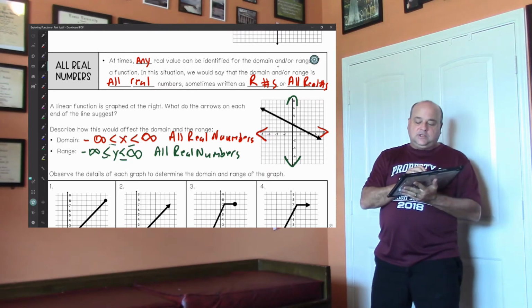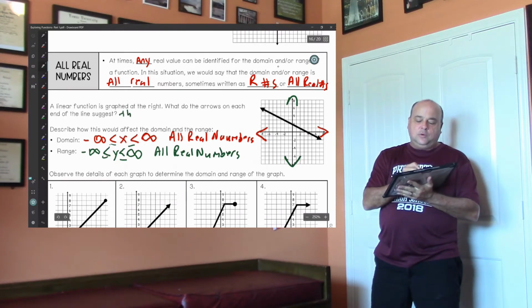Real quickly, let's answer this. What do the arrows on each end of the line suggest? The graph goes to infinity.